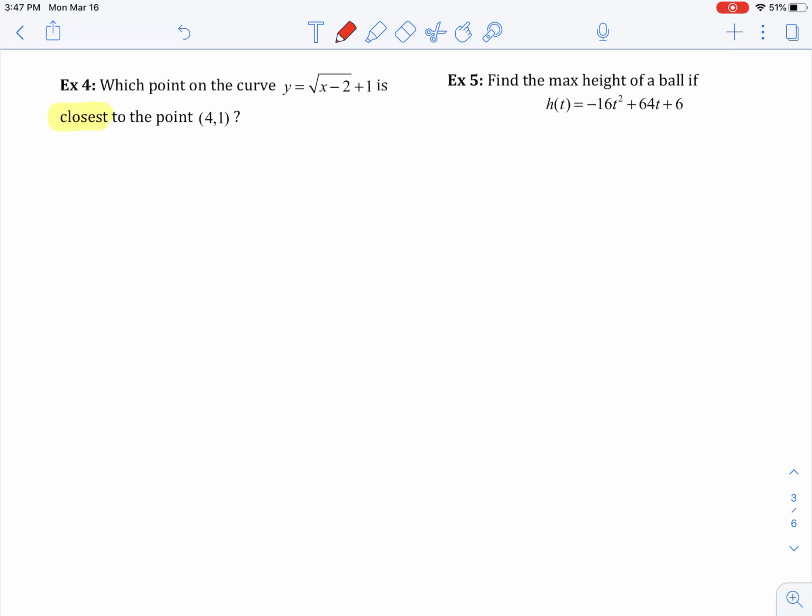So we're given the graph of square root of x minus 2 plus 1, so let's sketch a little picture of that. We know our parent function is the square root of x. It's been shifted 2 units to the right and 1 unit up, so the point that was at (0, 0) has now shifted up here to (2, 1). And we want to know which point, and there's a ton of points that could be on this graph, is closest to the point (4, 1). So let me put (4, 1) right here.